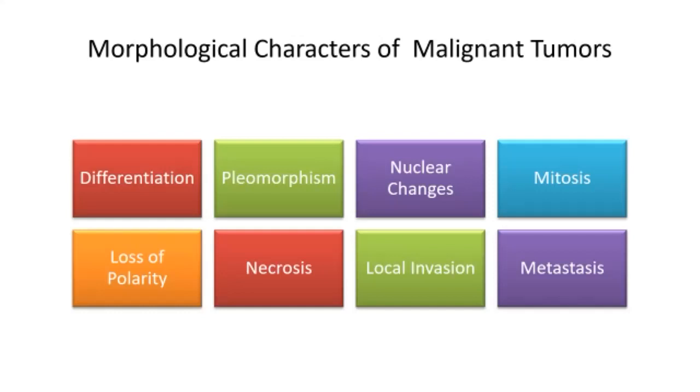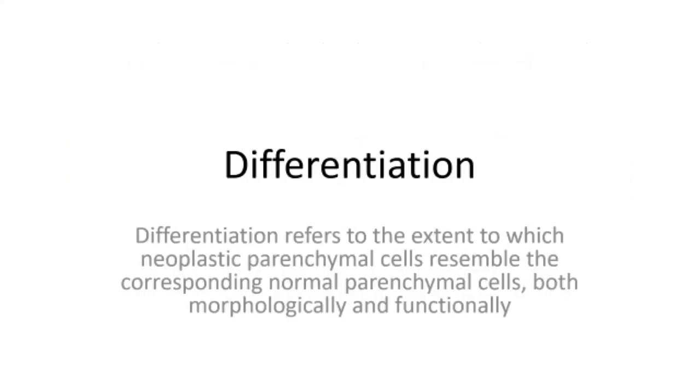Let us see what things we see in a malignant tumor. They start with differentiation and pleomorphism. We see nuclear changes and mitosis, which are appreciated with the help of a microscope. We also see loss of polarity, necrosis, local invasion, and metastasis. All these changes are not usually seen in normal cells, but are specifically seen in malignant tumors. Now, let us start with differentiation.